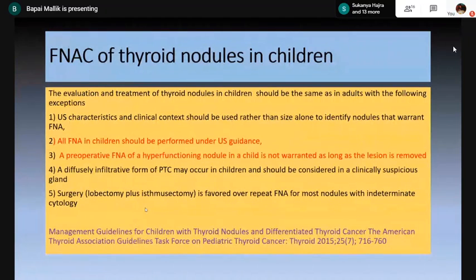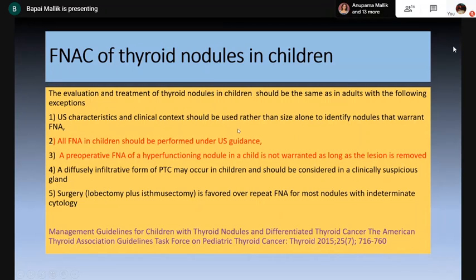So, what about FNAC of thyroid nodules in children? How is it different than that in adults? How are the recommendations different? The evaluation and treatment of thyroid nodules in children should be the same as in adults with the following exceptions. So let's look at the exceptions. When you are deciding on whether to go ahead and do an FNA in a child, in this particular age group, children and adolescents, the US characteristics and clinical context should be used rather than the size alone to identify the nodules that warrant FNA.